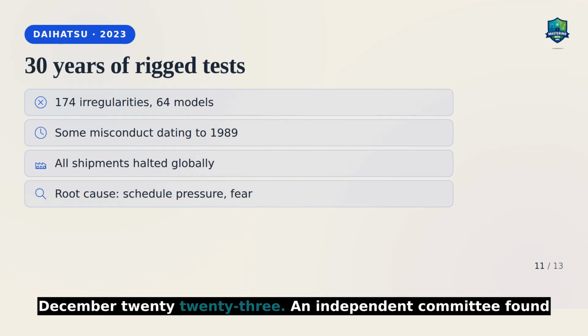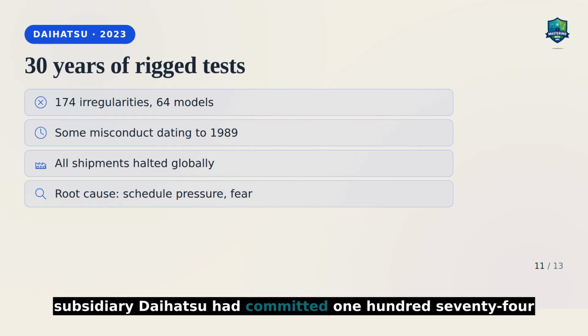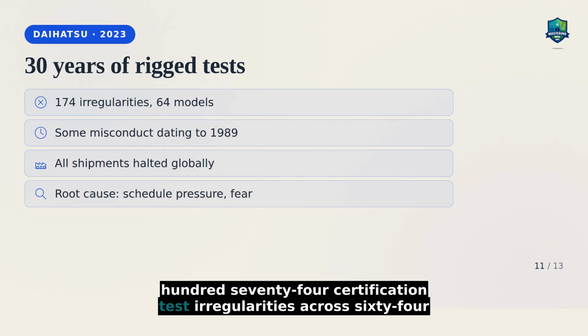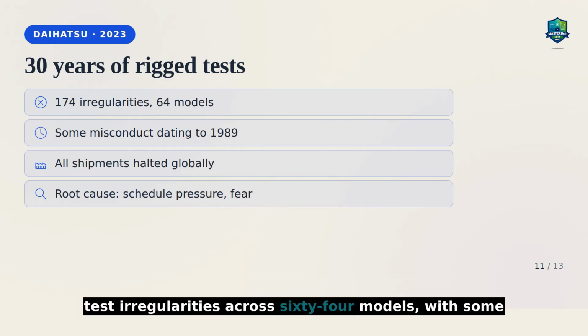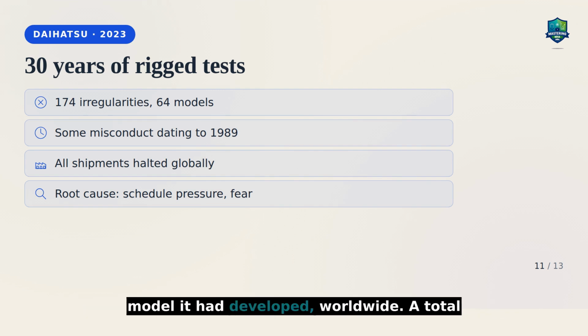December 2023. An independent committee found Toyota subsidiary Daihatsu had committed 174 certification test irregularities across 64 models, with some misconduct dating back to 1989. Daihatsu halted shipment of every model it had developed worldwide, a total internal failure cost. The committee's diagnosis reads like a fishbone exercise: impossible schedules and a culture where the front line could not ask for help. The appraisal data everyone trusted was fiction, so every chart built on it was fiction too.